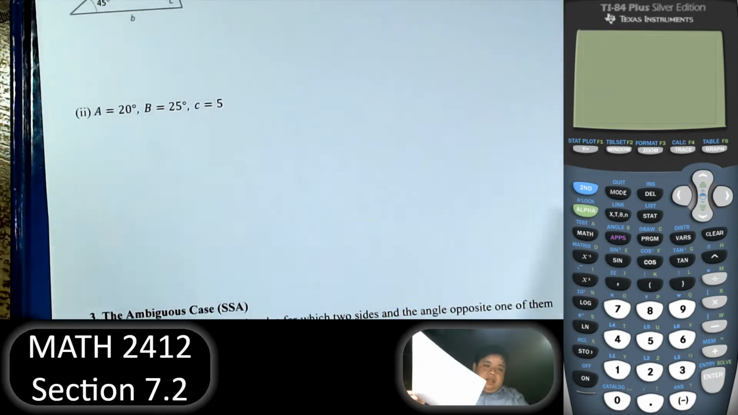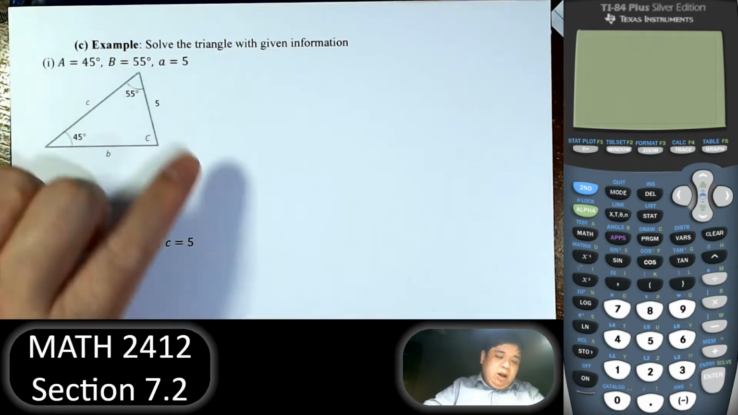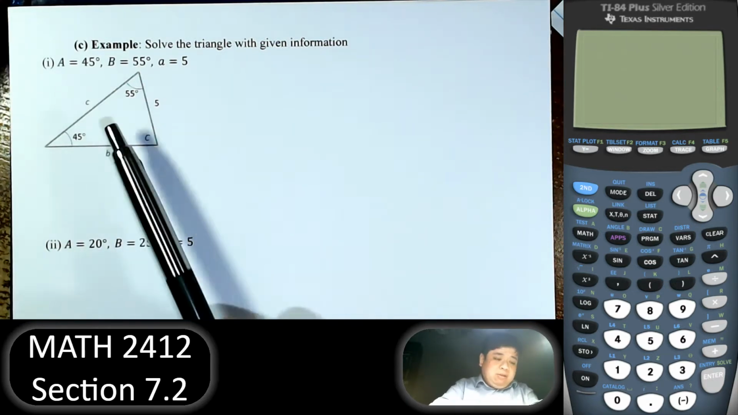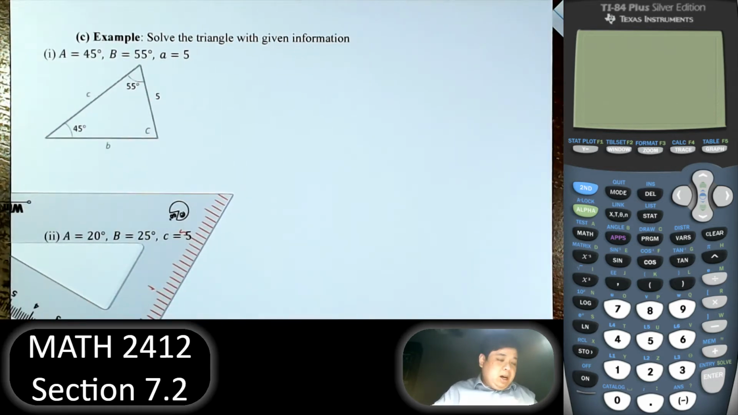So let's look at these examples. Show the triangle with the given information. Even though we have the graph, I highly recommend that you write a summary like this.